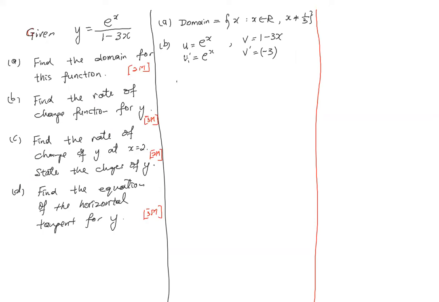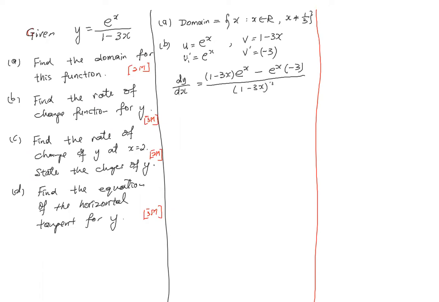So dy/dx, 1 minus 3x times e to the power of x. Okay, bracket. Make sure you bracket. If you don't put bracket in the exam, I mark you wrong. Then minus, next, bracket, e to the power of x times negative 3. Okay, so put bracket. Divided by 1 minus 3x, bracket, squared.